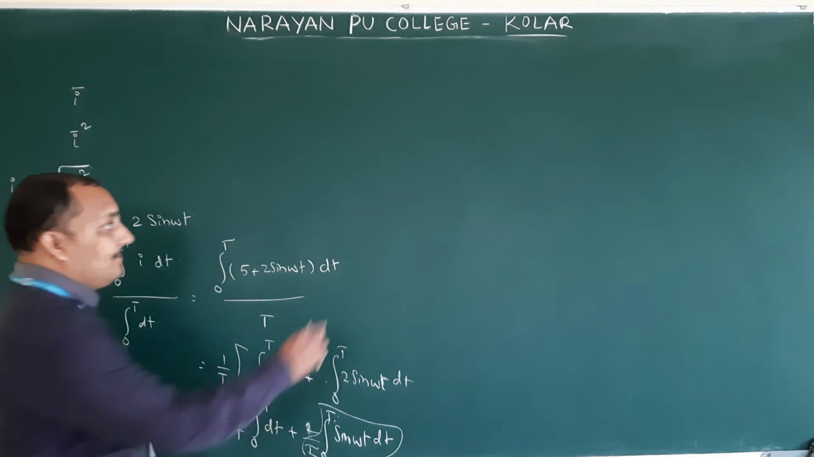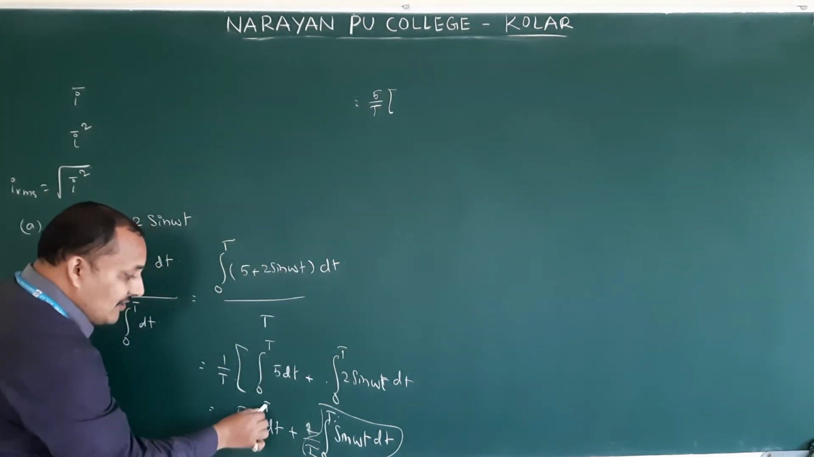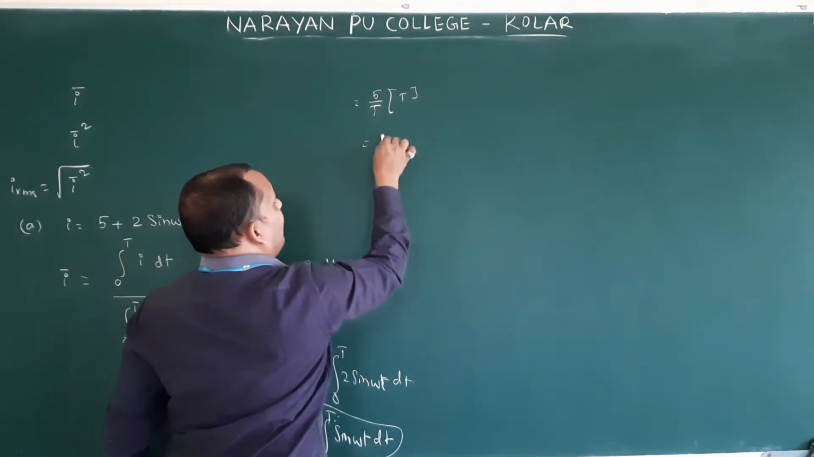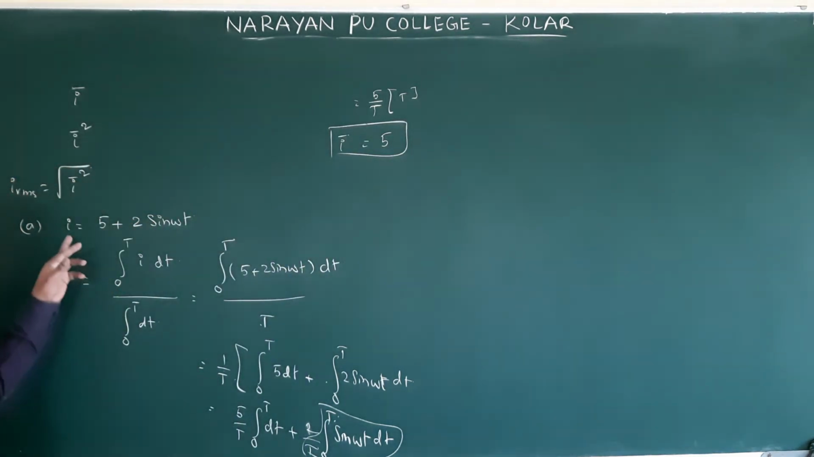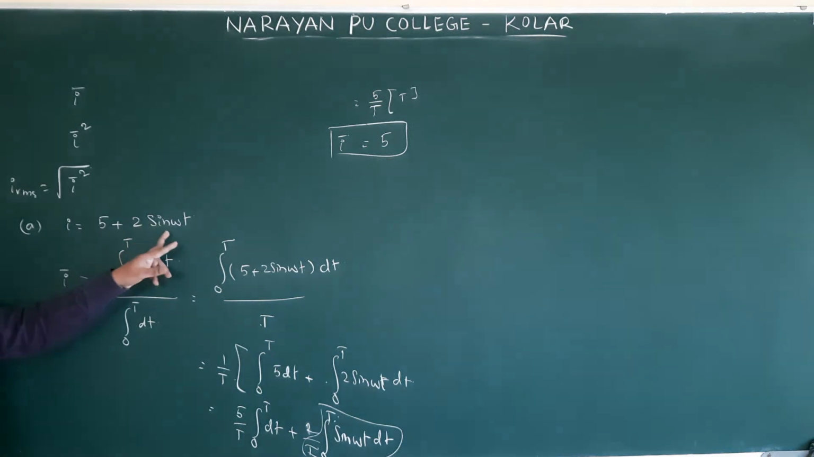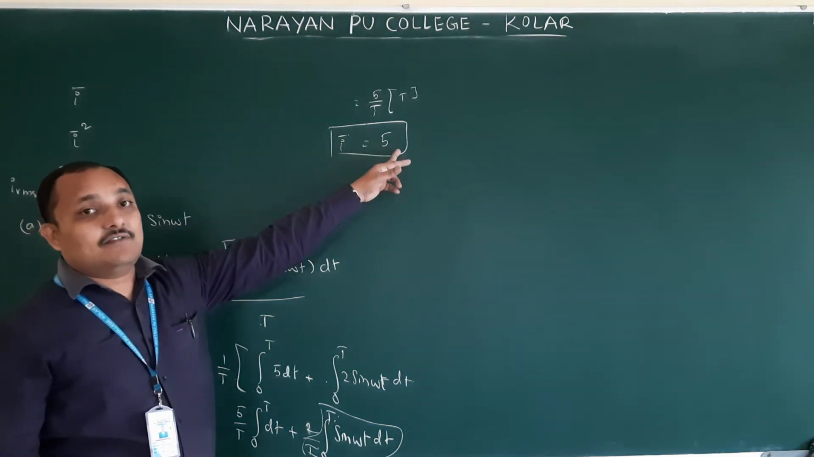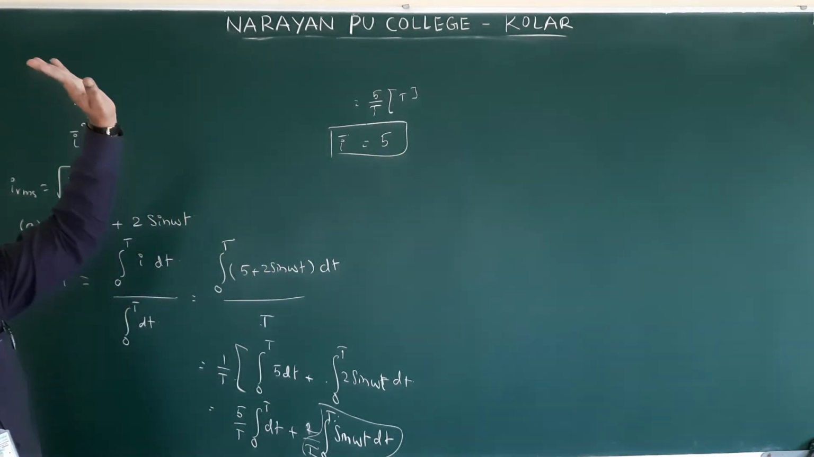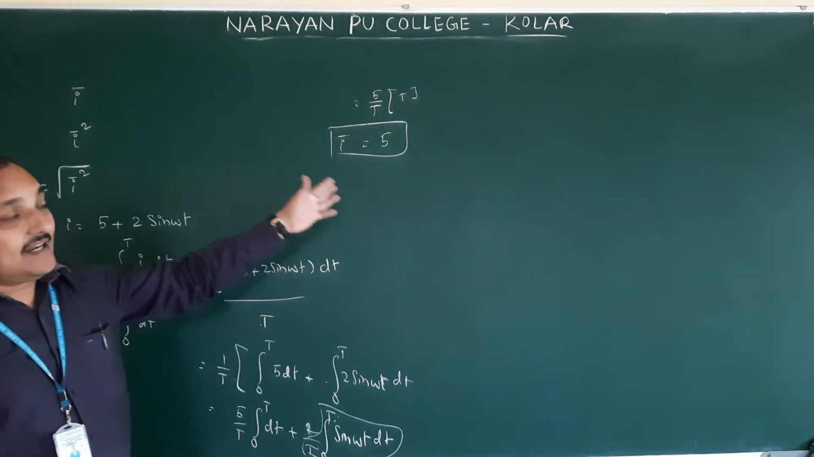So 5 by t, integral 0 to t dt, value how much? We wrote here t. Therefore 5. For the given equation I is equal to 5 plus 2 sin omega t, mean value how much? I bar is equal to 5. If it is I naught sin omega t, the mean value is 2 I naught by pi. Okay, this is how to solve the problem. Only to solve this type of problems I derived the entire derivation there.